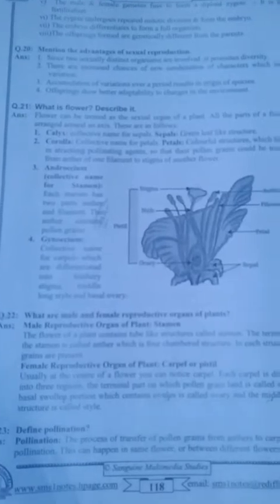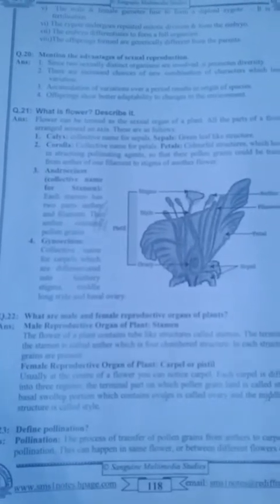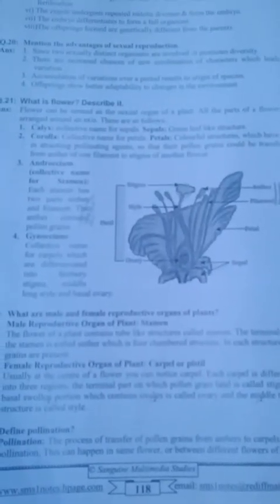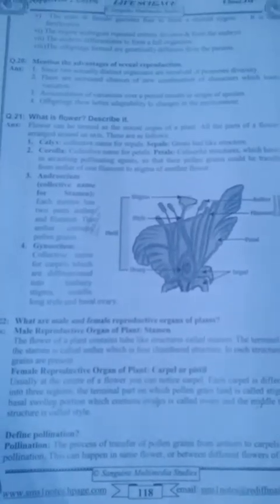Now, the main parts of flower are a receptacle, sepals, petals, stamen and carpel. First one is a receptacle. The base of a flower to which all the parts of a flower are attached is called a receptacle.